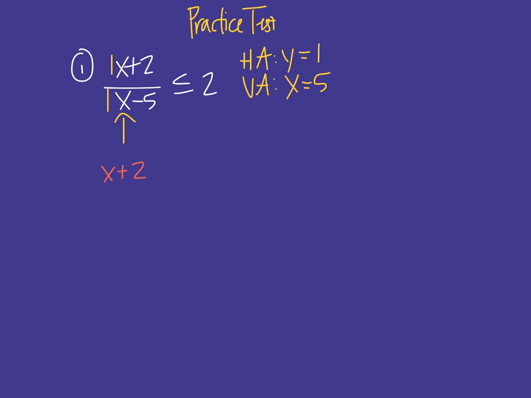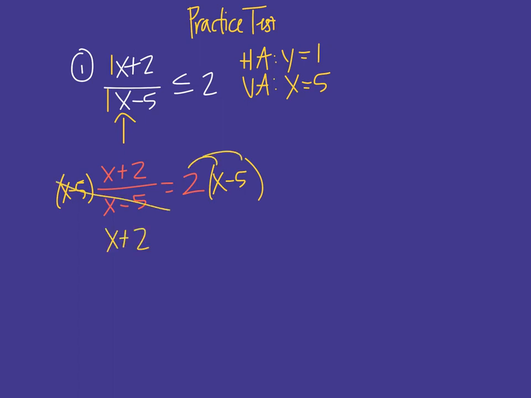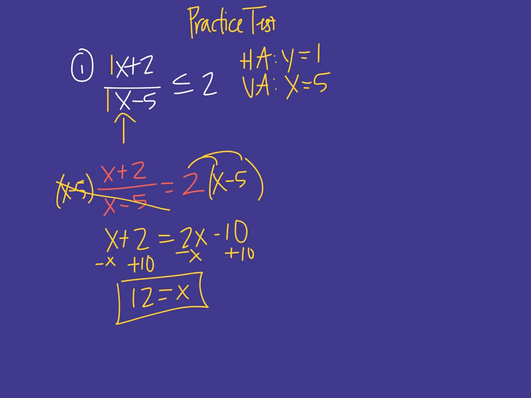Now I need to see where these two functions intersect each other, so I'm going to set them equal. And I'm going to walk through a similar solving process where I get rid of the denominator. Make sure you distribute all the way. And I'm going to get the x's together and get the numbers together. So I have 12 equals x. So they intersect each other at 12.